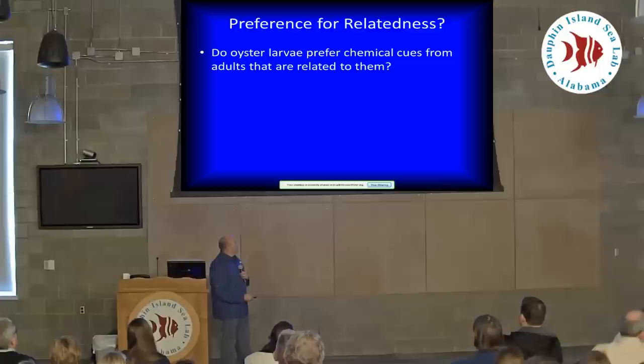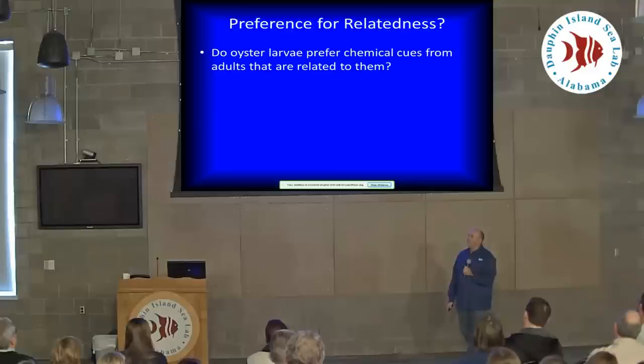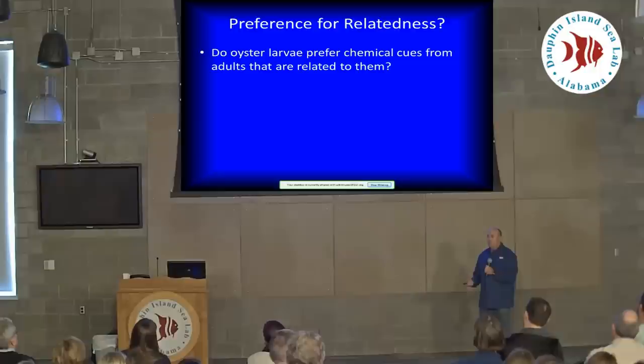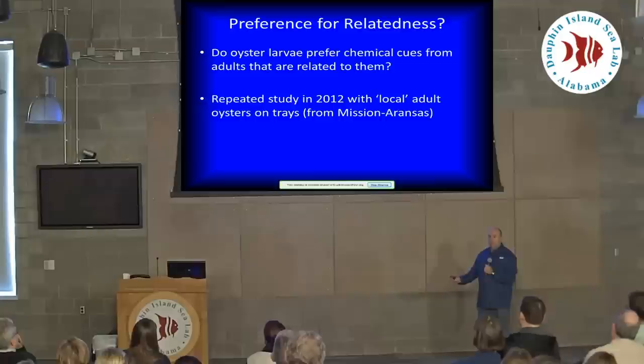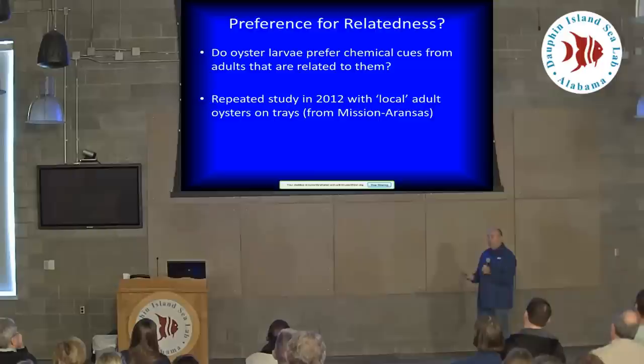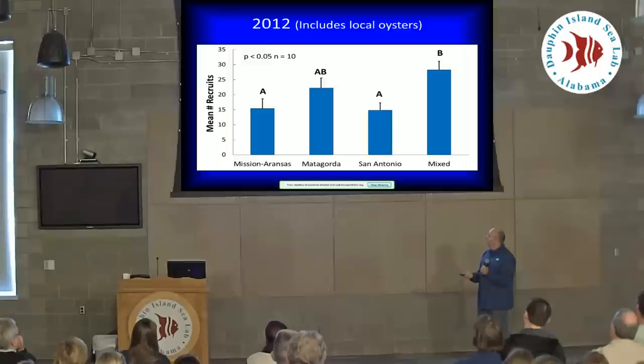Well, we thought this was ready to publish, but a couple of reviewers were not so sure. And they suggested, well, how do you know that the oysters don't prefer something like them? What if you put oysters from your local system in the treatment? So in 2012, we went back out, except we got oysters from the local study system and included that in one of the treatments. Due to the drought, all of the oysters in Carancahua Bay died. We weren't able to include that as a treatment. So I've replaced Carancahua Bay with these oysters from the local system.